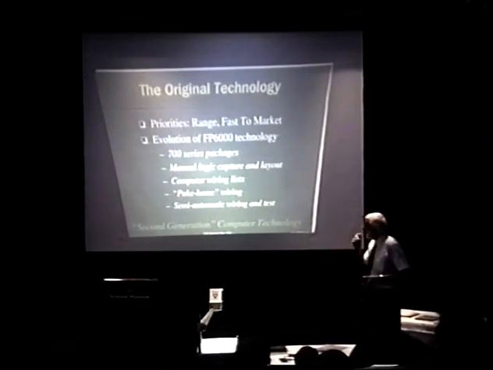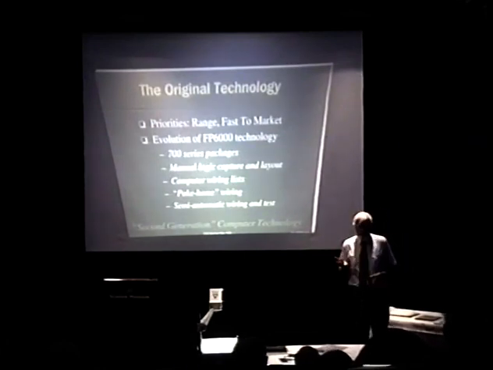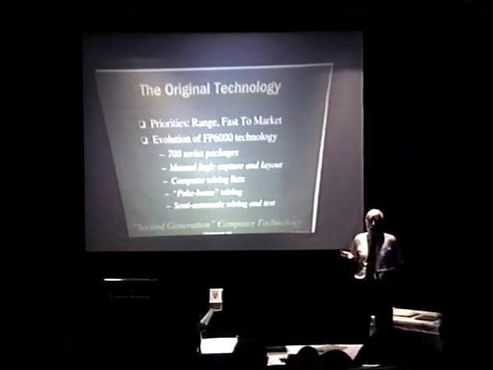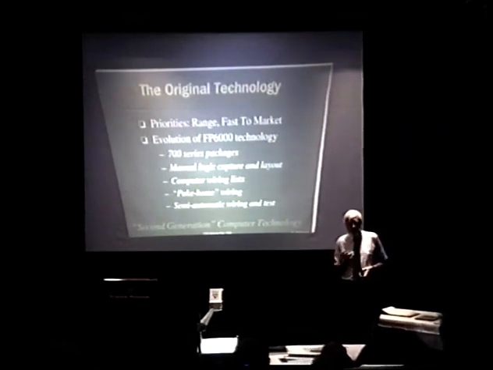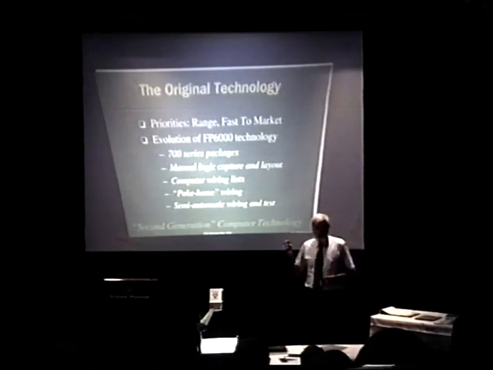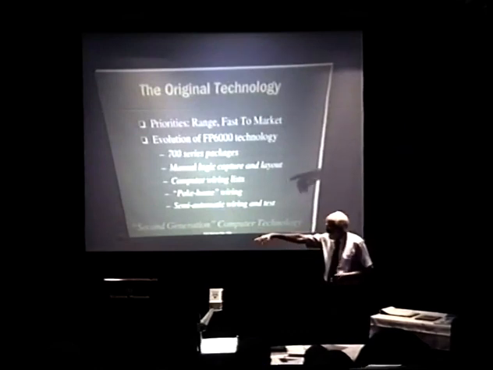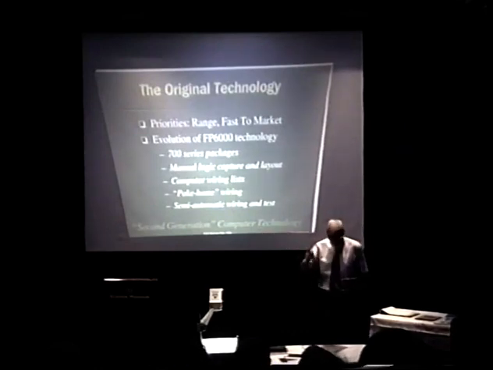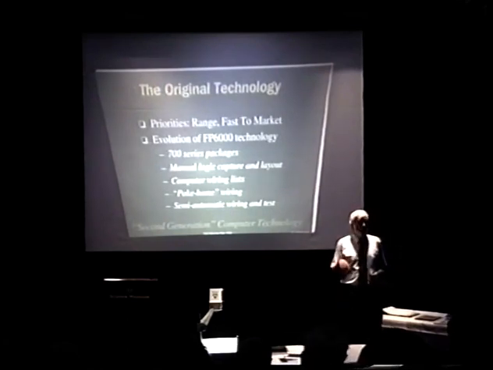Now, choosing the technology, as has been said earlier, the choice was very much to go for a proven technology, one that was well understood, one that was supported. So the technology was the technology of 700 series packages. There are three examples over there. I've got some slides to show you in a moment. The design aids, the capture of the logic, is all done in triangles.